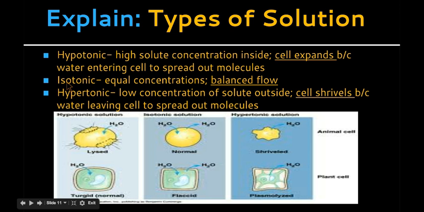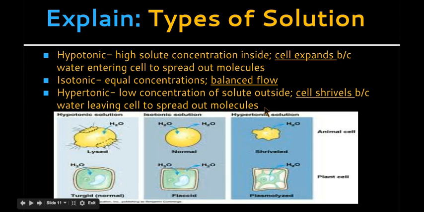The second type of solution is isotonic. That's when there are equal concentrations of molecules inside and outside of the cell. There's a balanced flow of water in and out. So water is still moving in an isotonic solution. There's just no net gain or loss for the cell. Let's see, we have water in, water out. Everything's normal. The cell looks normal.